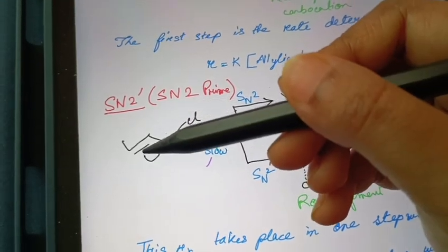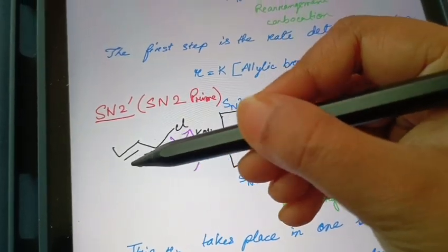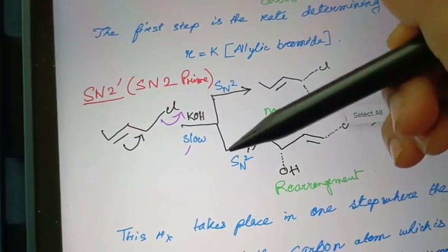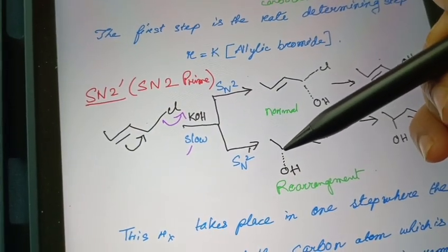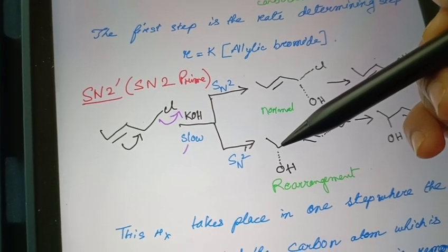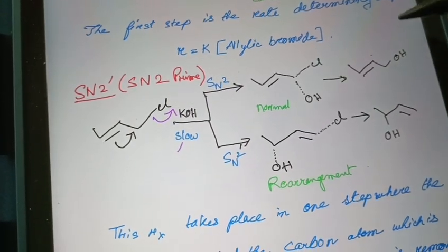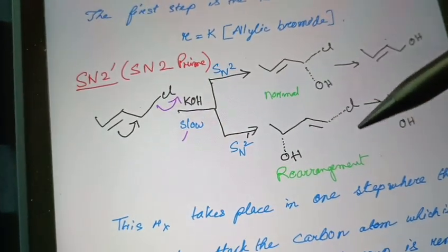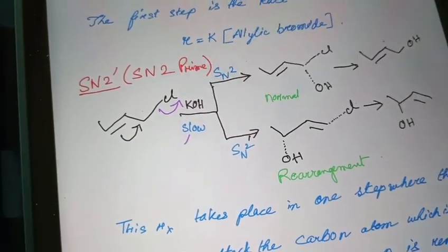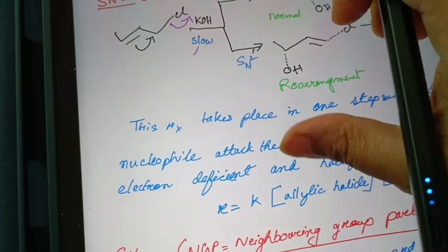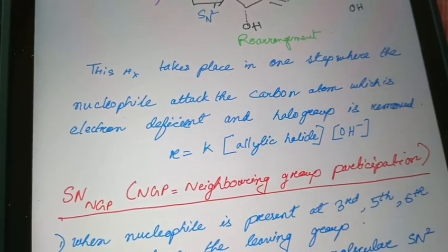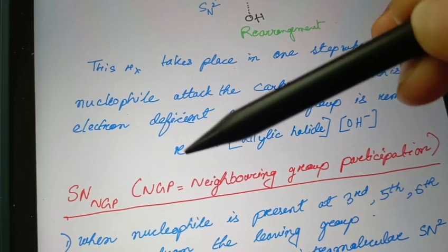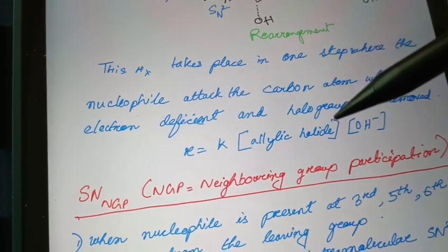But if rearrangement takes place, that means this double bond is shifted here, then you can see the OH group will be attacking this carbon because it will be having electron deficiency. So two products are formed. So again in SN2 the rearrangement takes place and the product which is formed, we call that as SN2 prime. So this reaction takes place in one step. As we know, for SN2 the reaction takes place in one step. So this is the rate of the reaction.